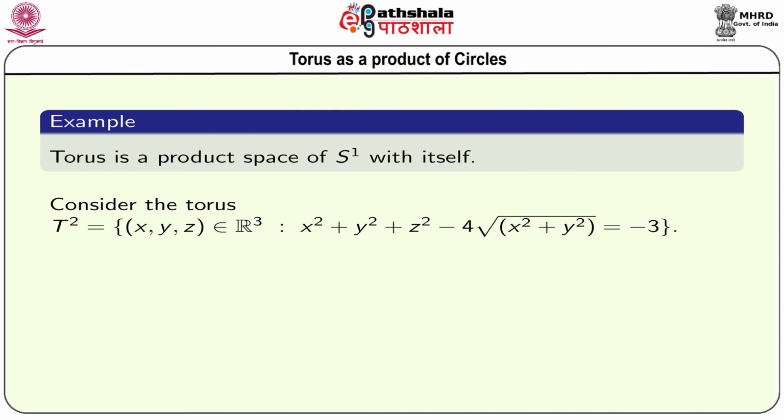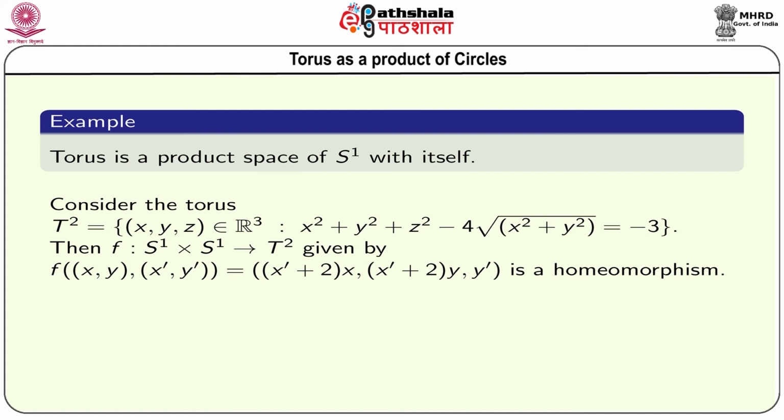Now, let us take the example of a torus. We show that torus is a product space of S1 with itself. Now, what is a torus? Torus is once again a three-dimensional object which looks like a tire. Mathematically, the torus is the collection of all points x, y, z of R3 such that x square plus y square plus z square minus 4 times root over x square plus y square equal to minus 3.